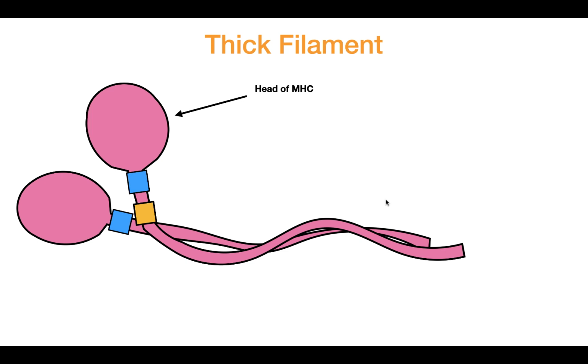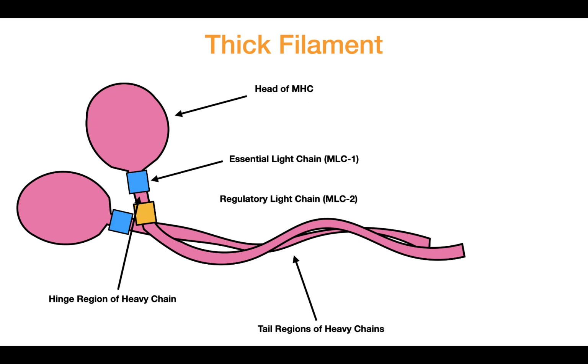The head of myosin is going to have ATPase activity, so it's going to hydrolyze ATP and use that in order to contract muscles. Along with the head of the heavy chain of myosin, or myosin heavy chain, we also have the tail regions of the heavy chains. We also have the hinge region, and we also have two light chains. Now, we're not really going to be focusing on these other things. We're mainly only going to be focusing on the head, because the head is where the ATPase activity is, and it's where interaction between actin and myosin is going to be occurring.